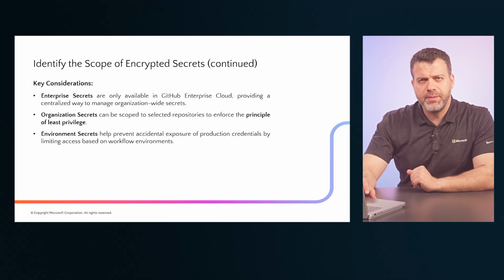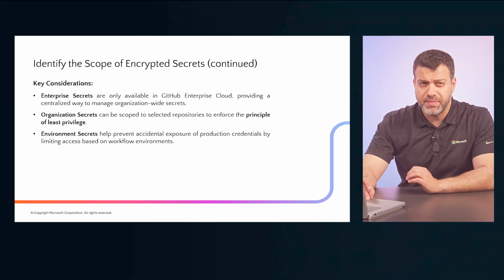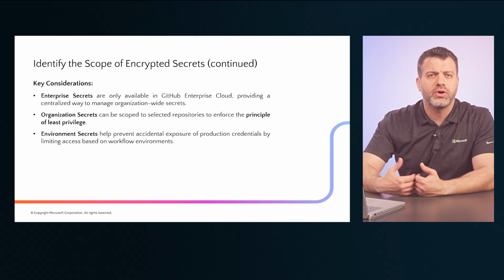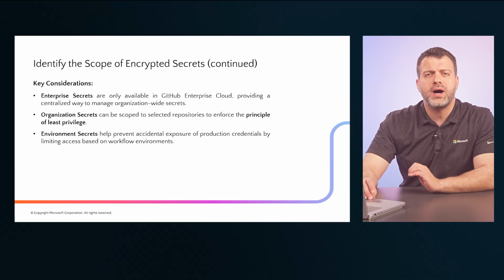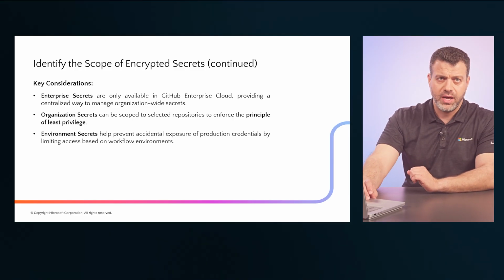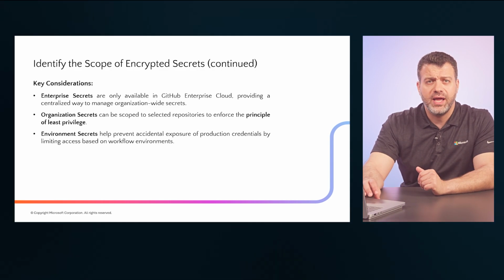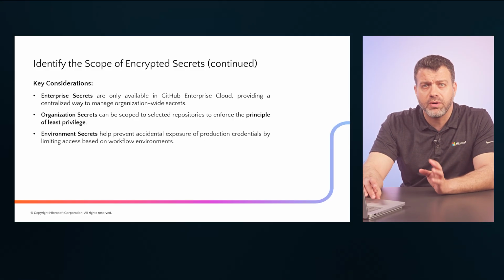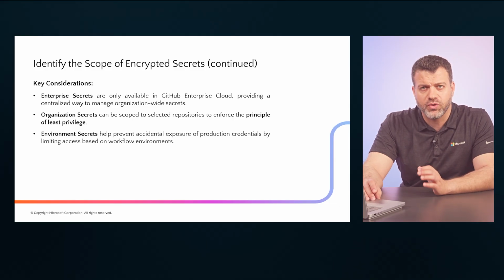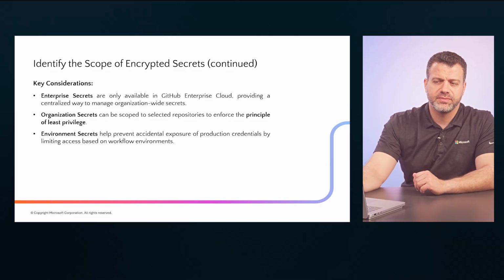Let's reinforce a few key principles when choosing the right scope for secrets. When managing secrets at scale, three things matter the most. Enterprise level secrets are for values shared across the entire organization. Scope organization secrets carefully so that only repositories that need them have access to them. And finally, use environment level secrets to separate staging and production access. This is how you reduce risk. Smaller scope means smaller blast radius and better control over where secrets are used. So always choose the lowest scope that still meets your needs.